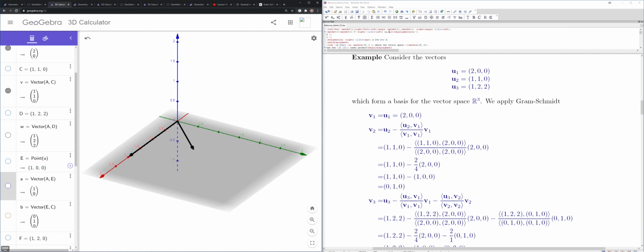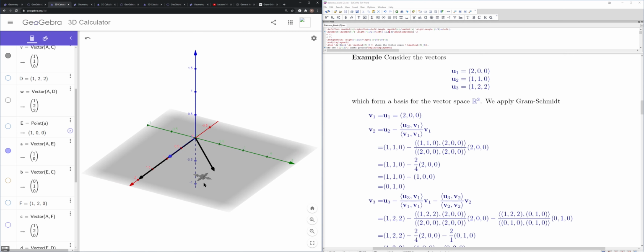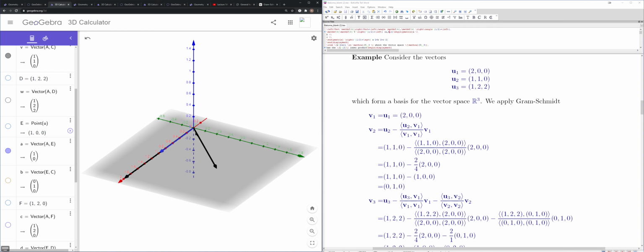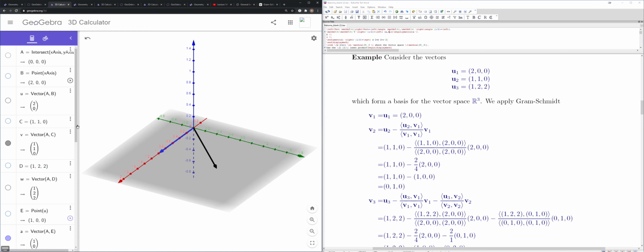So what's the projection of U2 onto V1? The projection of U2 into the direction of V1 is this blue vector here. This is the U2, this black one here, and this ratio of inner products times the vector V1 is your projection.